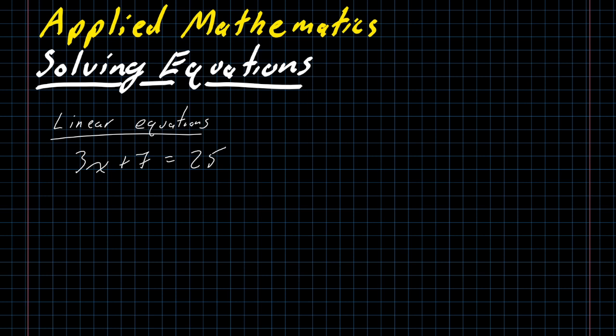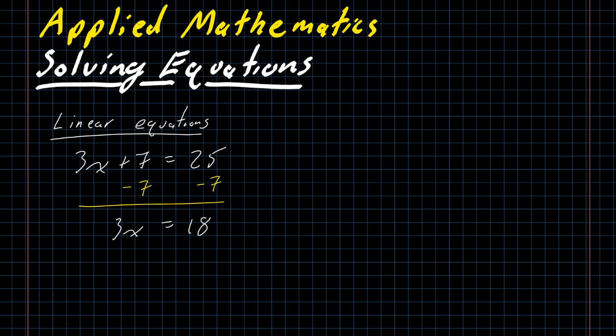In order to solve this equation, we're going to use two nice properties of algebra. First, the additive property, which will allow me to subtract 7 on both sides of the equation. When I do that, 3x plus 7 minus 7 simplifies and is just 3x. On the right-hand side, 25 minus 7 is 18.